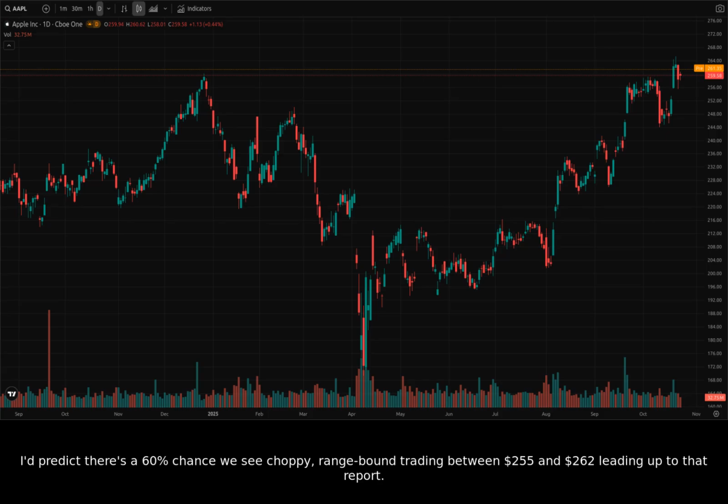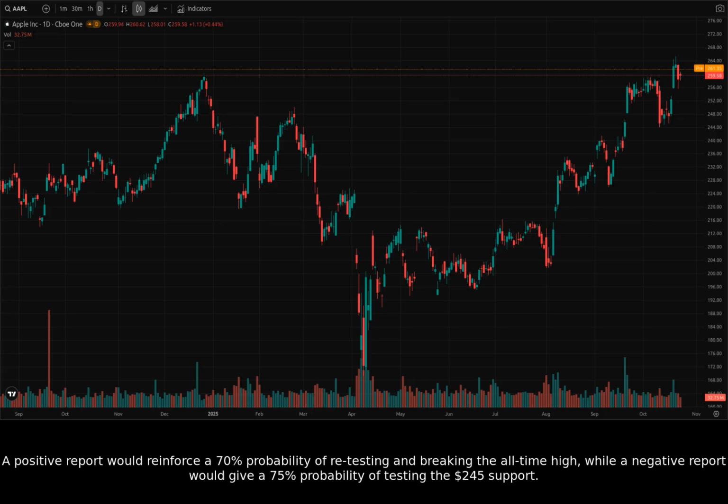I'd predict there's a 60% chance we see choppy, range-bound trading between $255 and $262 leading up to that report. A positive report would reinforce a 70% probability of retesting and breaking the all-time high, while a negative report would give a 75% probability of testing the $245 support.